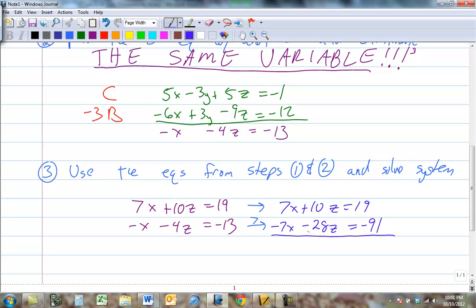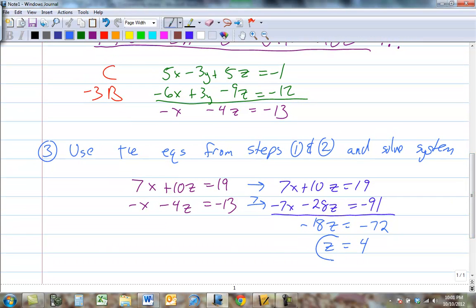So when I add this up, x's cancel. I'm left with negative 14z equals negative 72. Excuse me, not negative 14, my bad. Negative 18z equals negative 72. Thus, z is 4. Awesome. So, z is 4.